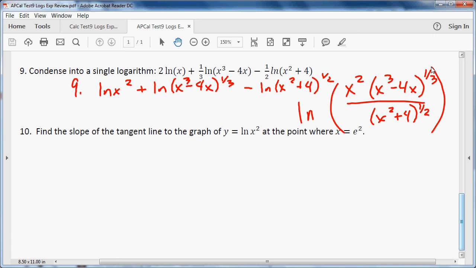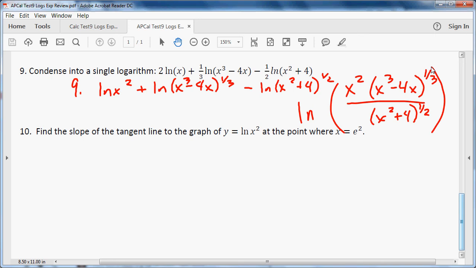Finally, number 10. Find the slope of the tangent line to the graph of y equals natural log of x squared at the point where x equals e squared. Notice they're not asking for the equation of the tangent line. They're asking for the slope of the tangent line. And as we learned way back in September, the slope of the tangent line is the derivative. So all we have to do is take the derivative of this equation and plug e squared in for x.